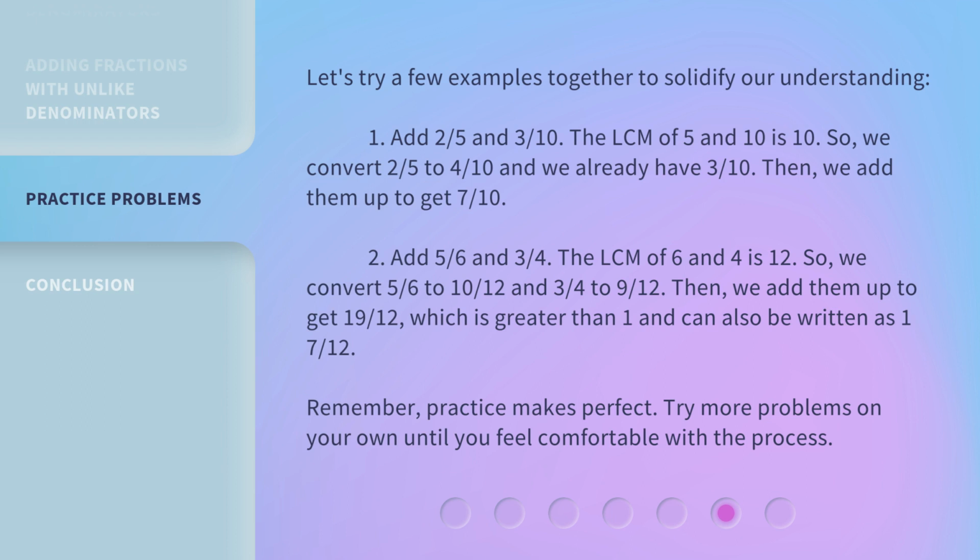2. Add 5/6 and 3/4. The LCM of 6 and 4 is 12. So, we convert 5/6 to 10/12 and 3/4 to 9/12. Then, we add them up to get 19/12, which is greater than 1 and can also be written as 1 and 7/12. Remember, practice makes perfect. Try more problems on your own until you feel comfortable with the process.